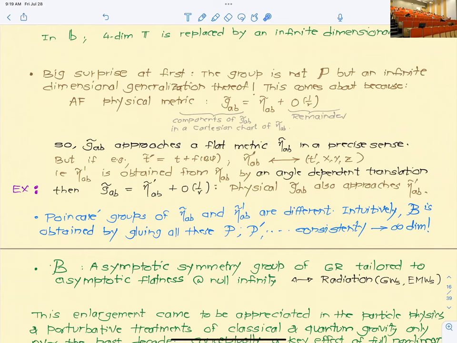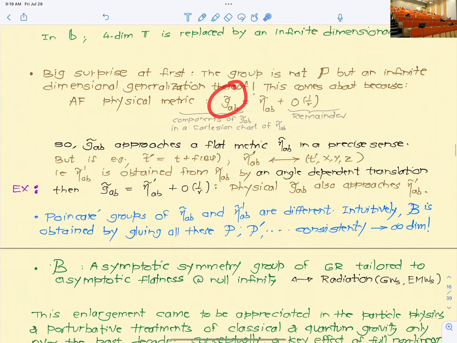Roughly, when we say we've got a physical metric which is asymptotically flat, we mean it approaches a Minkowski metric plus 1 upon r times a remainder term, where r is defined by the Minkowski metric. So what we mean is that, given the physical metric, there exists a Minkowski metric, and I can look at any one of the Cartesian charts of this Minkowski metric, and the components of the physical metric in that chart are such that the components of g in that chart equal the components of eta in that chart, which is always minus 1, plus 1, plus 1, plus 1, plus the remainder term of order 1 upon r.